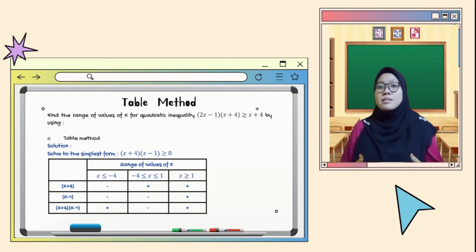Substitute the values into x plus 4 and x minus 1 to find out whether the values will be negative or positive. From there, we can get the signs for x plus 4, x minus 1, and their product. Our answer will be the positive signs if we are looking for the inequalities that are more than or equal to 0. Therefore, the range of values is this.